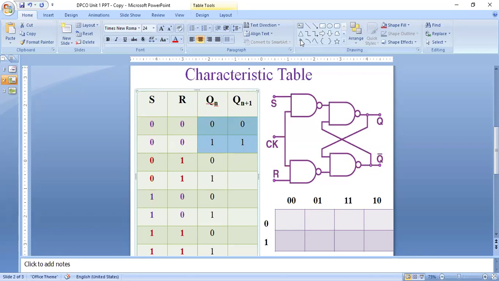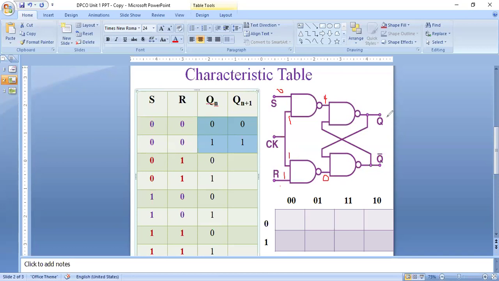S equal to 0, R equal to 1. I mean, S equal to 0 and R equal to 1. What will happen? Clock pulse is equal to 1. So what will happen? 0 dot 1 is 0. Complementary will be getting 1. Similarly, 1 dot 1 is 1. On complementary, I will be getting 0. So here 1 dot 1 is 1, complementary 0.